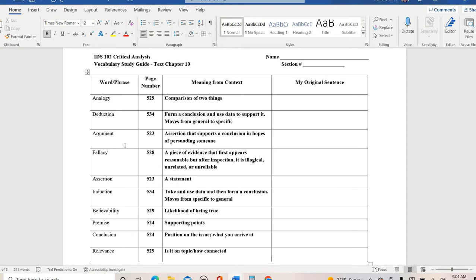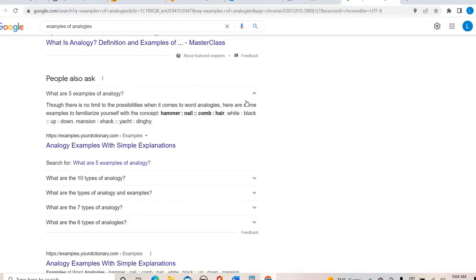Argument is just an assertion, and then you try to support it. You try to persuade someone to believe that. You give them facts or statistics or examples or scenarios, whatever that might look like, to make people believe your argument. Fallacy is something that appears reasonable, but after you look at it, it's really not. It's illogical, unrelated, or unreliable.